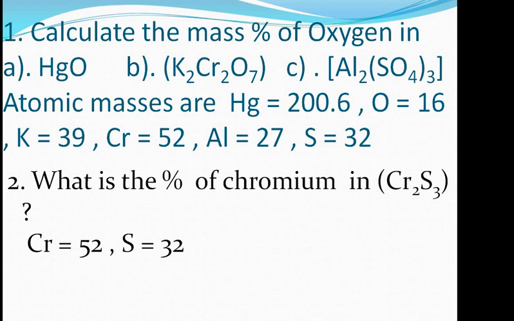These questions are for practice only, that you practice at home in your rough notebook. Now the question is, calculate the mass percentage of oxygen in HgO, K2Cr2O7, Al2(SO4)3. These are parts A, B and C. In these cases you need to calculate the percentage mass of oxygen only. You don't have to do it for everything. We are not asking for mercury. We only want the oxygen atoms. Calculate for the oxygen atoms.